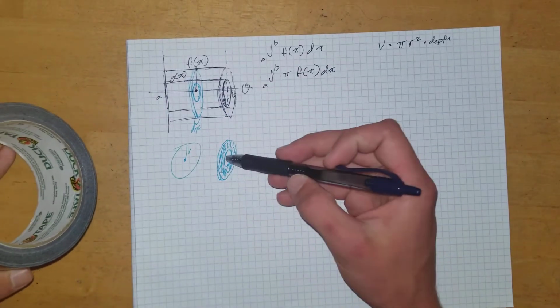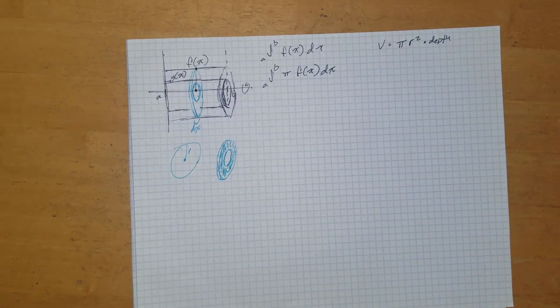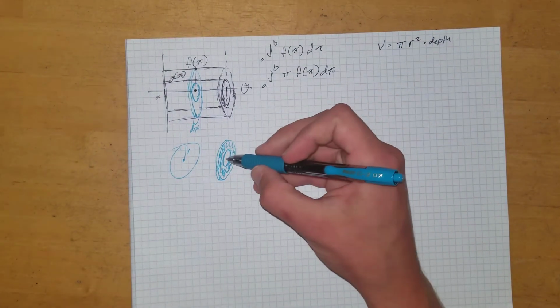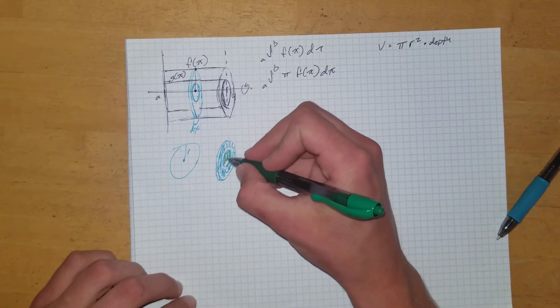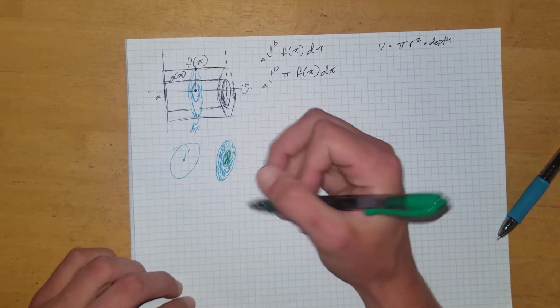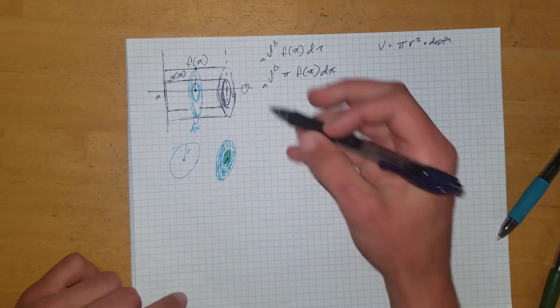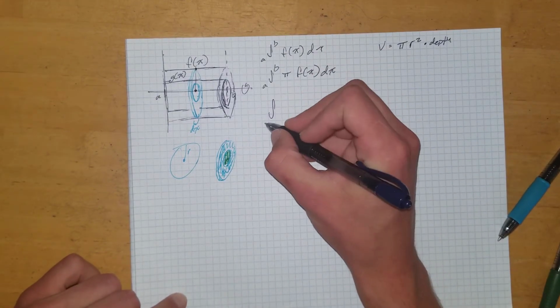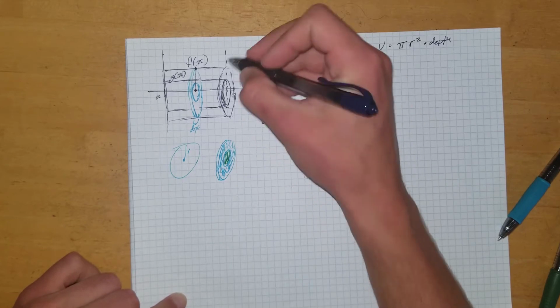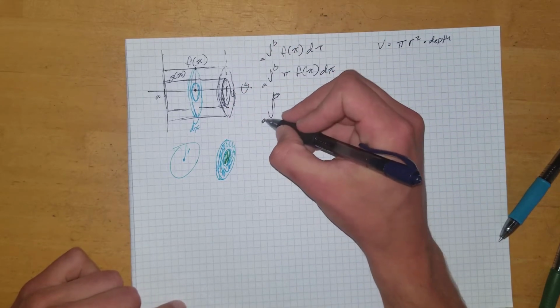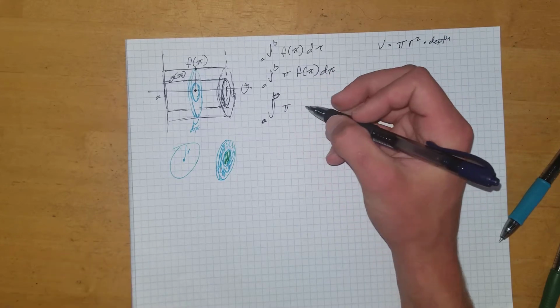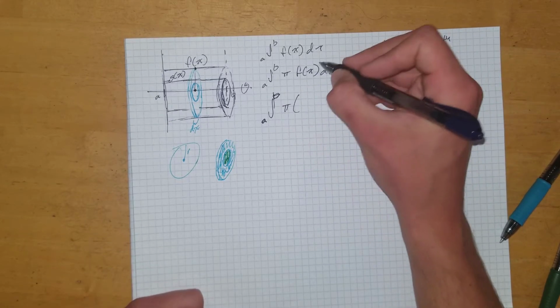And the way we're going to solve the volume of this washer is by subtracting this inner, I use green, we're subtracting the inner from the outer. So we're going to take a to b again, our interval from a to b, we're going to do pi, and we have to, sorry, that should be squared.